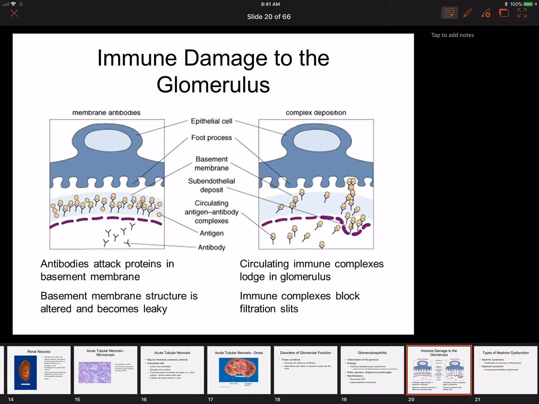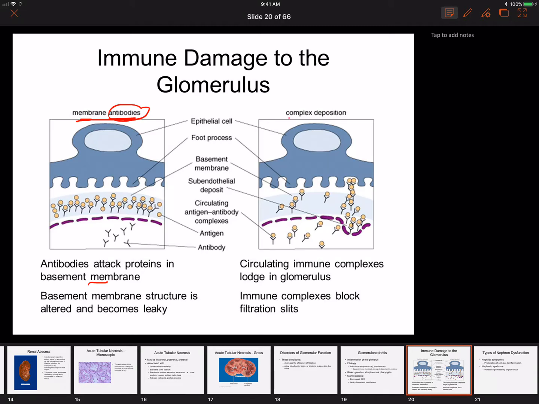So here you can see some of the immune-related mechanisms. In the first example, the first picture, you're seeing antibodies that are directly damaging the basement membrane. So they attack the proteins in the basement membrane, and now the basement membrane may become leaky.